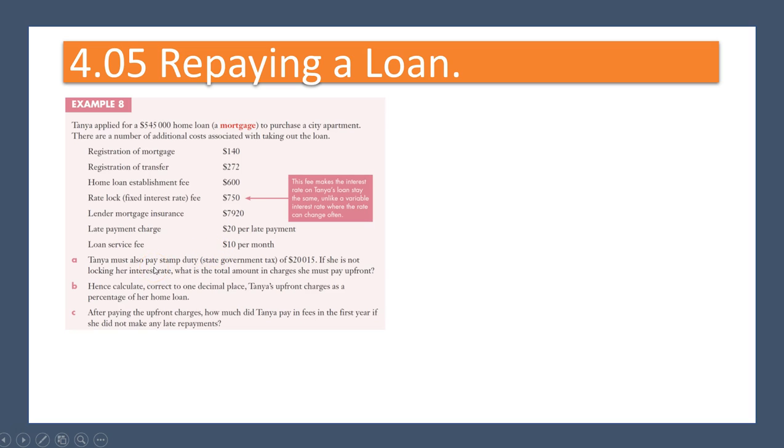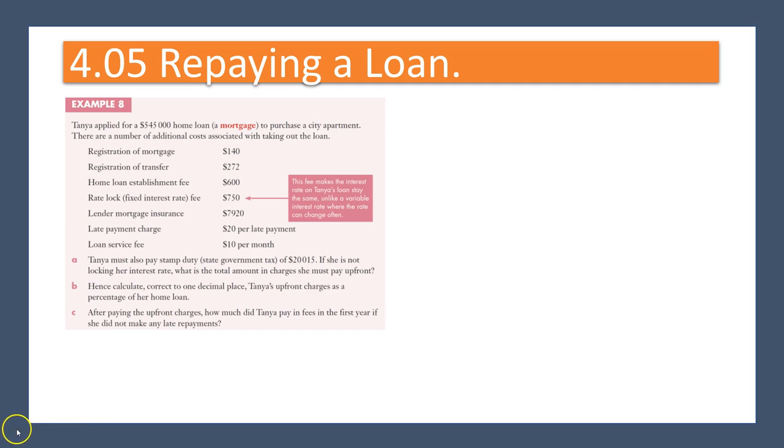Okay, A asks you to find the charges up front. Tanya must also pay stamp duty. This is another one, so please make sure that you are adding these terms into your summary. Stamp duty of $20,015. There are many questions that actually ask you to calculate the stamp duty. They give you the requirements for calculating it, and you are expected to be able to do the maths to get the value of the stamp duty or government tax. This question's a little bit easier, because they've actually done the calculation for you and given you the amount. If she's not locking her interest rate in, what is the total amount in charges she must pay up front?